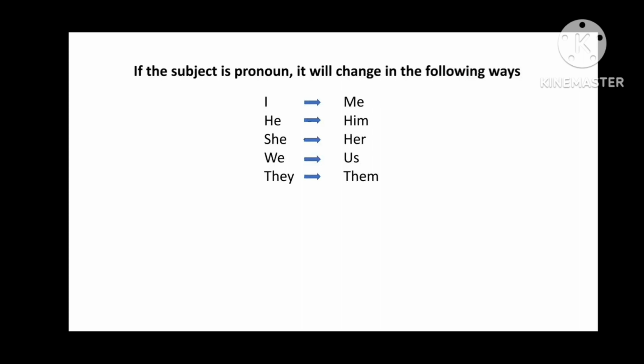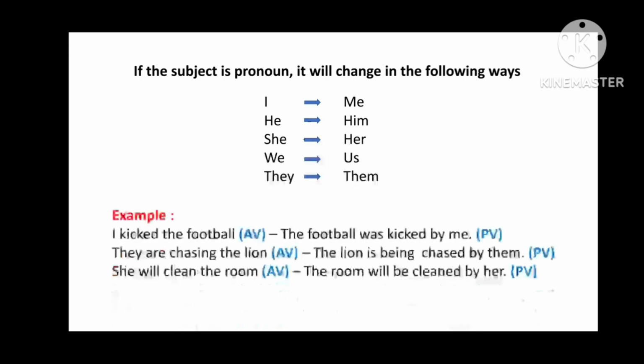Now, if the subject is a pronoun, it will change into its object form in the following ways. I becomes me, he becomes him, she becomes her, we becomes us, and they becomes them. Let's see examples. I kicked the football. Here I is the subject which will convert into object me in passive voice. The football was kicked by me.